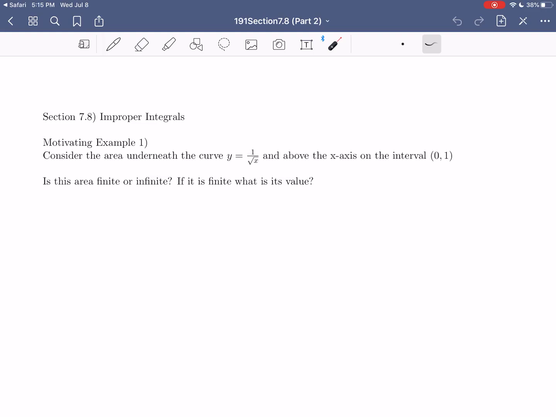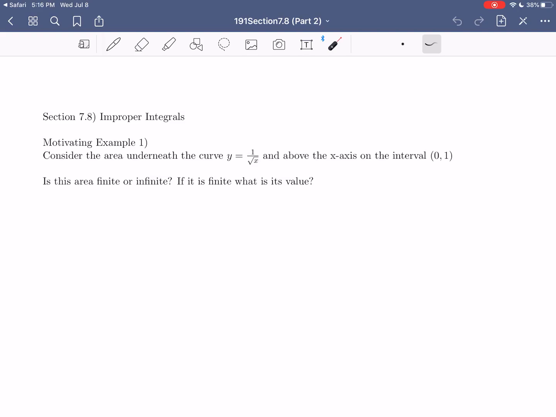And what we were sort of tasked with doing is trying to understand which factor would win out. The fact that we had an infinitely long region, or the fact that we had an infinitely thin or infinitely short area that we were examining. And we saw that sometimes we could get finite areas, sometimes we could get infinite areas, but the main idea was that to actually analyze it, we had to look at it as a limit of a definite integral.